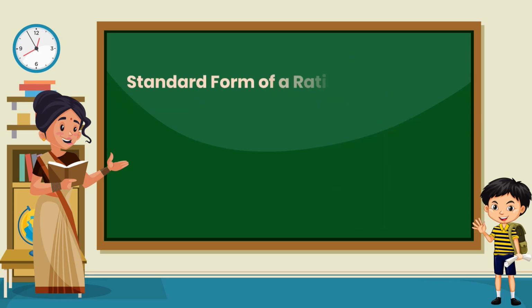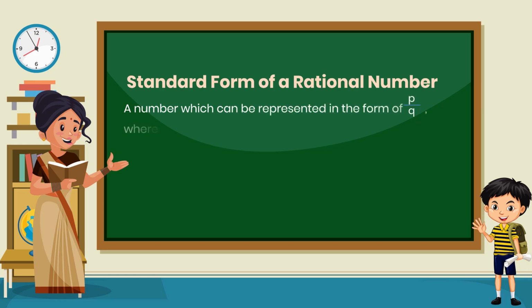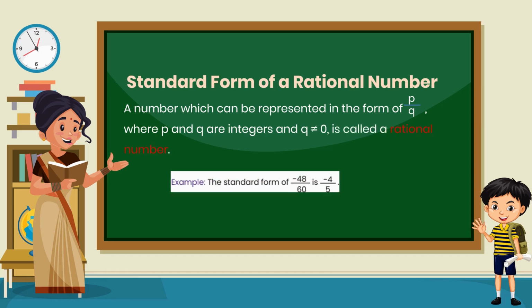Standard form of a rational number. A number which can be represented in the form of p divided by q, where p and q are integers and q is not equal to 0, is called a rational number. For example, the standard form of minus 48 by 60 is minus 4 by 5.